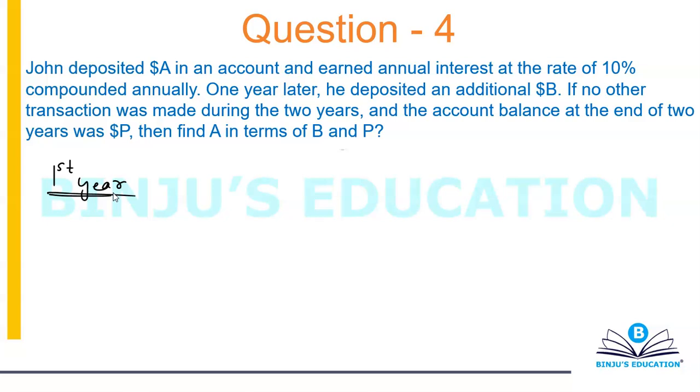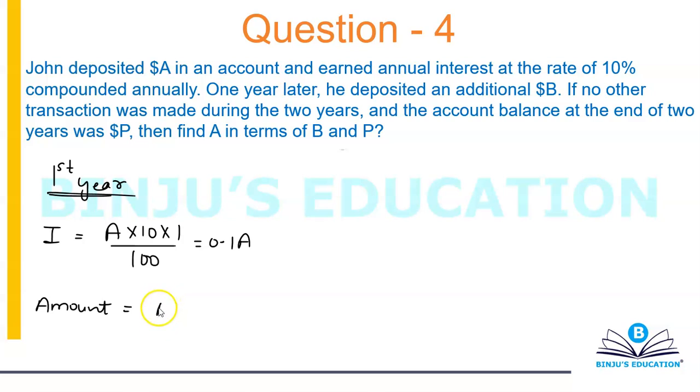So if I'm going to do it year by year, now let's talk about the first year. He deposited $A and he got an interest of 10%. Whether it is compounded or not doesn't matter, because I have a principal value A. I can either use simple interest or compound interest. Now if my principal is A and the rate of interest is 10, the interest that I will be earning will be equal to A into 10 into 1 divided by 100, which is equal to 0.1A. And the amount after 1 year will be A plus 0.1A, and that will become 1.1A.